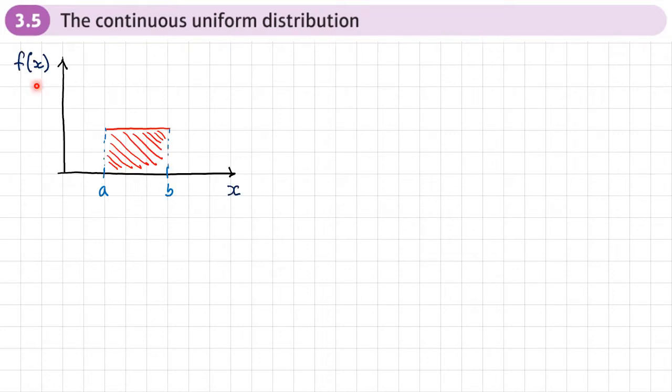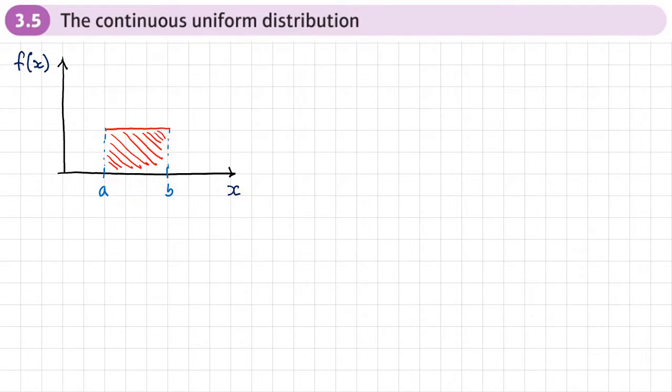This is section 5 from chapter 3 on continuous distributions, and this section is on the continuous uniform distribution. Now the name comes from the fact that the probability of x is uniform over an interval from A to B. In other words, the probability doesn't change regardless of the value of x.